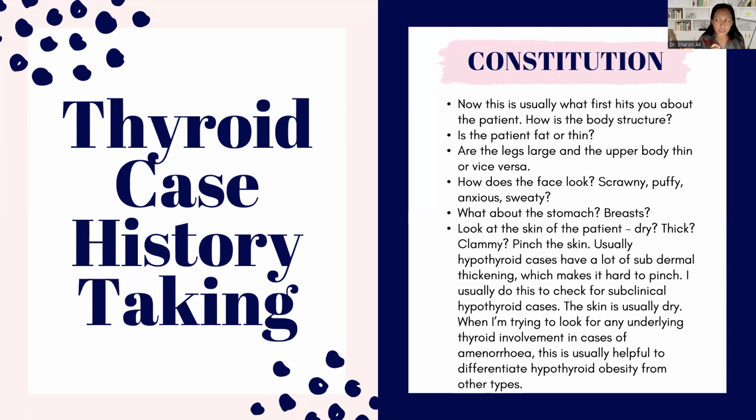And if the patient has amenorrhea, but the sonography shows no PCOD, then usually I will think of a case of thyroid. If the uterus is shrunken, that's a totally different thing. But if the uterus and ovaries are fine, and yet the patient is not having regular menses, then I will think of the thyroid.